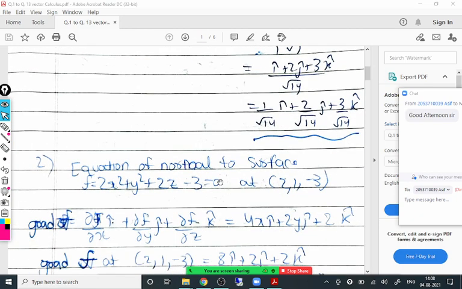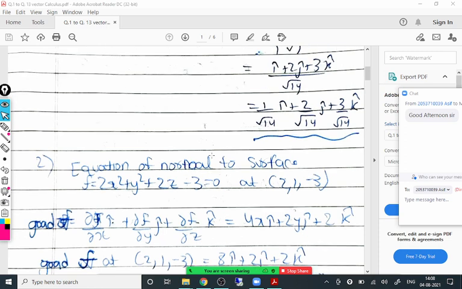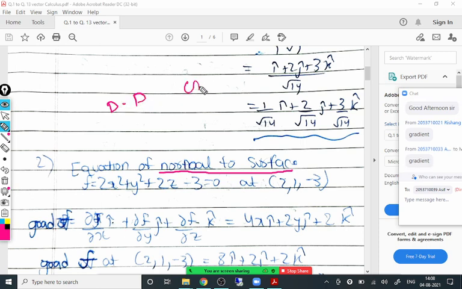Come to question 2. Equation of a normal to the surface. Now quickly, which thing comes to your mind when the word normal appears? Normal to the surface mainly. Yes, this is the keyword which indicates gradient. Correct, Rishan. I already told you there are three keywords: normal to the surface, directional derivative, and gradient. If these three keywords come, definitely you have to calculate the gradient only, that is del phi.